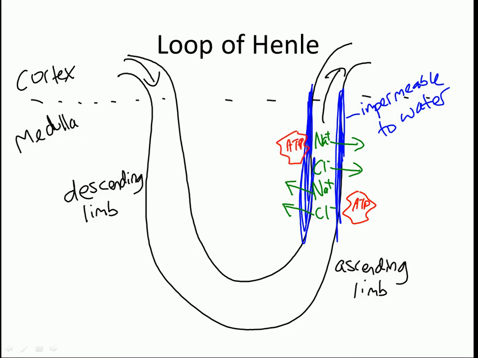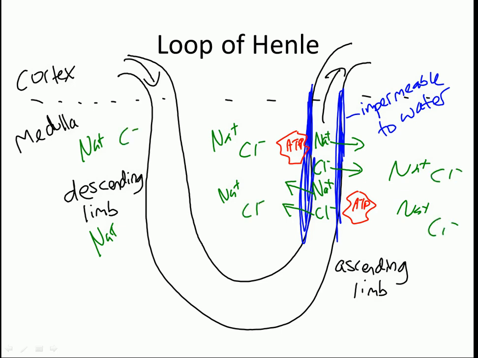And so what that's going to do is it's going to mean the medulla is full of sodium and chloride ions. So we've got lots of sodium ions everywhere, and lots of chloride ions everywhere. Now the reason this is so important is because of what it does to water potential. When you move all of those sodium and chloride ions into the medulla, they give the medulla a very low water potential. So I'll write low water potential all over here in the medulla to remind us of that.